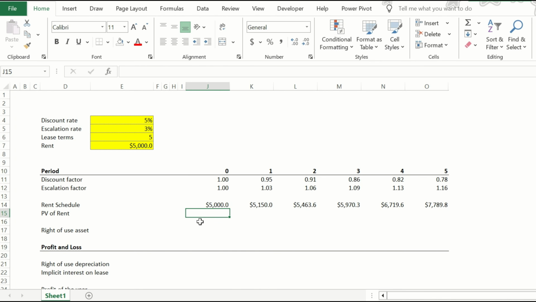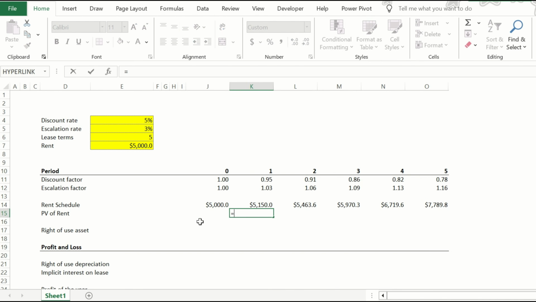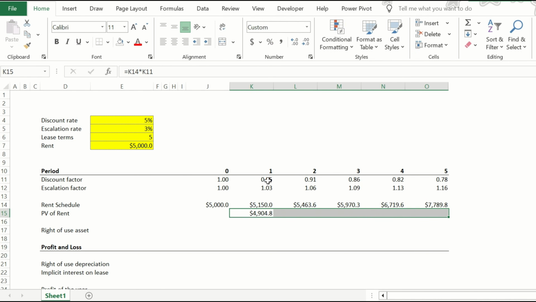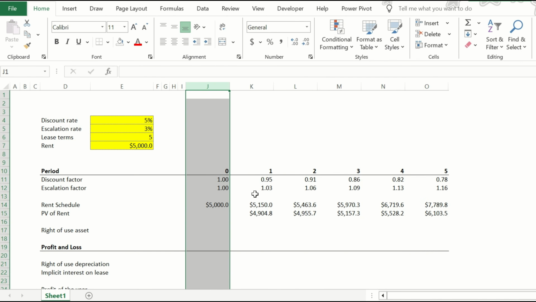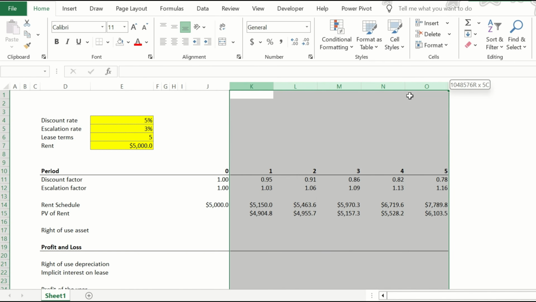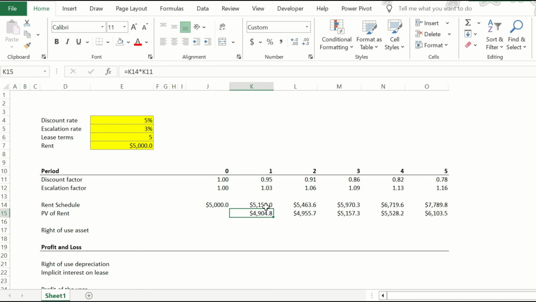PV of rent. Now for finding the present value of rent, you need to discount your rent. So we need to discount our year 1 rent to 0th year. So we will use our year 1 multiplied by the discount factor. So this is our present value of the rent. Because we are starting to pay from here, we don't have to discount our 0th year rent, because anyways we are not paying it. Our rent period starts from year 1. So we have to find the present value of our rent for year 1 to year 5. So the discount factor is exactly doing that.